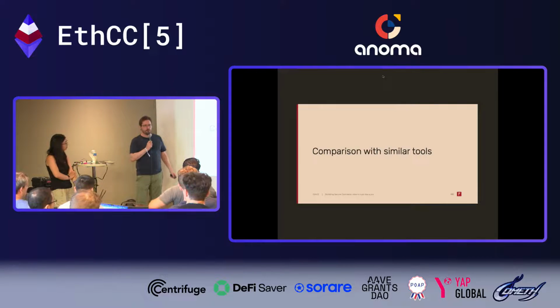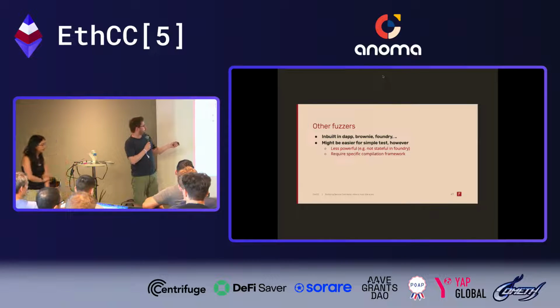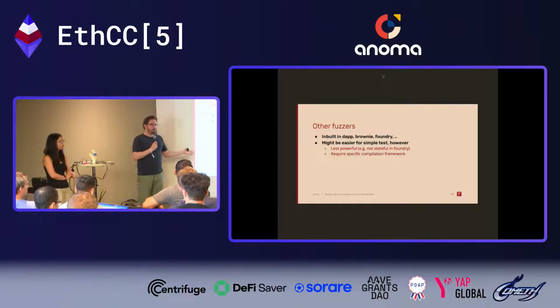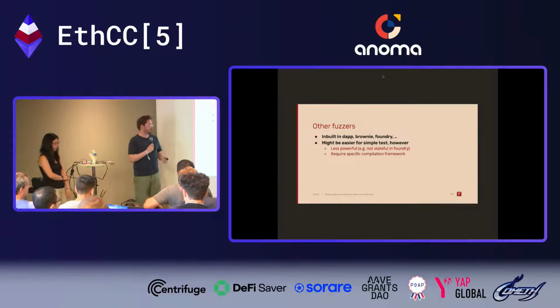Let's talk about other tools. Echidna is not the only tool that allows us to do semi-automated analysis. There are a couple of additional fuzzers out there: one in DAP, one in Bonnie, one in Foundry. This framework might be easier to use on the first step. They might allow you to quickly add some simple tests with fuzzing because they are within the compilation framework, so you might be more used to it. However, they are not as powerful as Echidna.